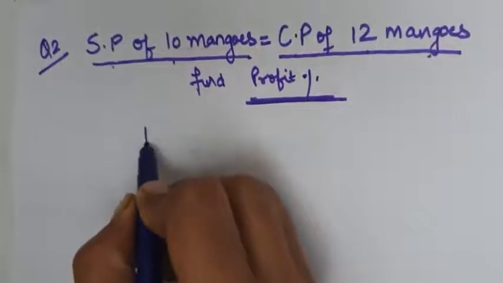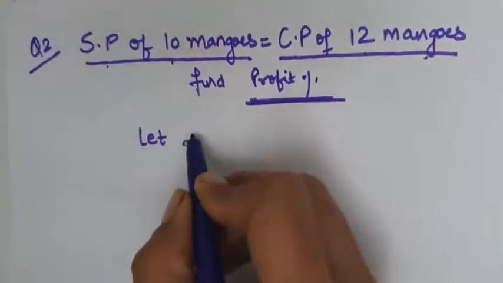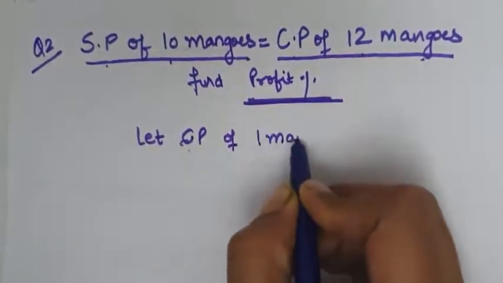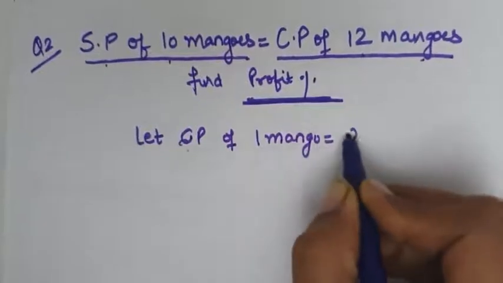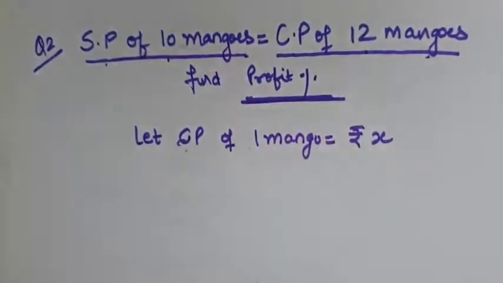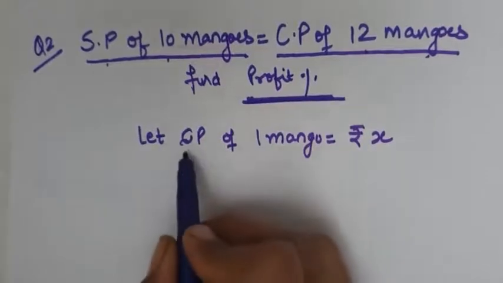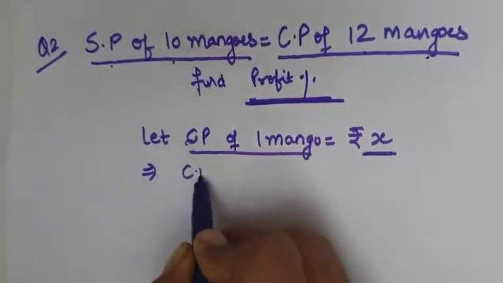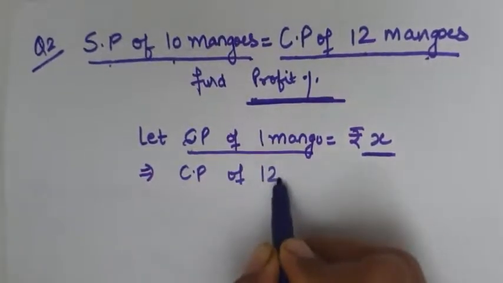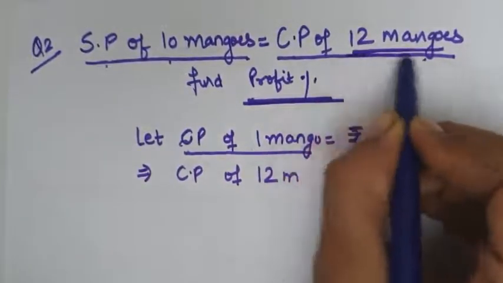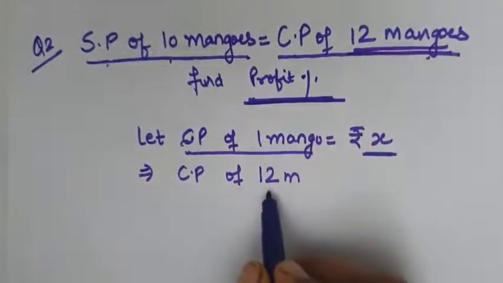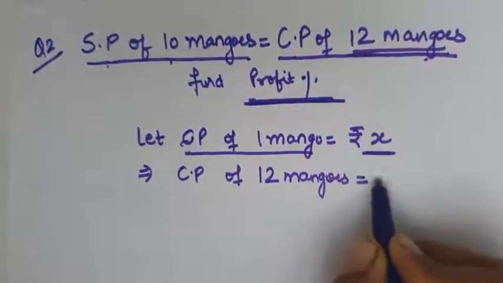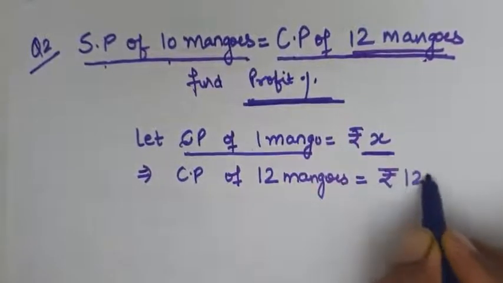First of all, let us suppose the cost price of one mango is rupees x. Now the cost price of one mango is x, it means the cost price of 12 mangoes. Here 12 mangoes are given, that's why I am finding it for 12 mangoes. So the cost price of 12 mangoes will be 12x.